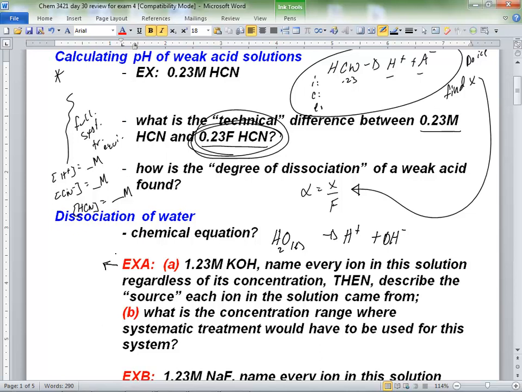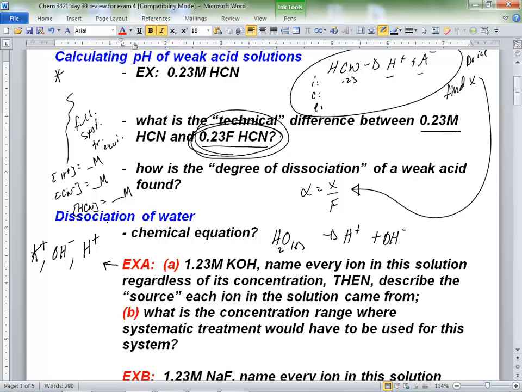What ions do we have in a 1.23 molar KOH solution? We have potassium ion. We have hydroxide. What else do we have? Anything else? H plus. Any other ions?